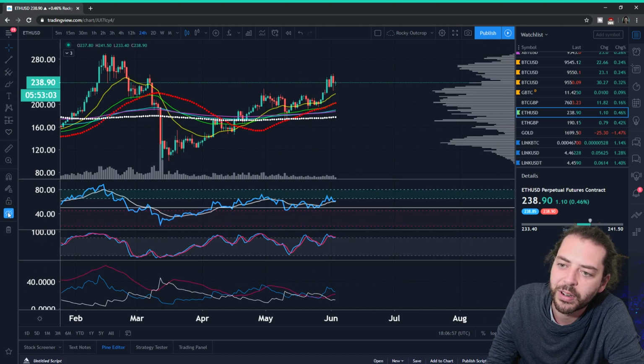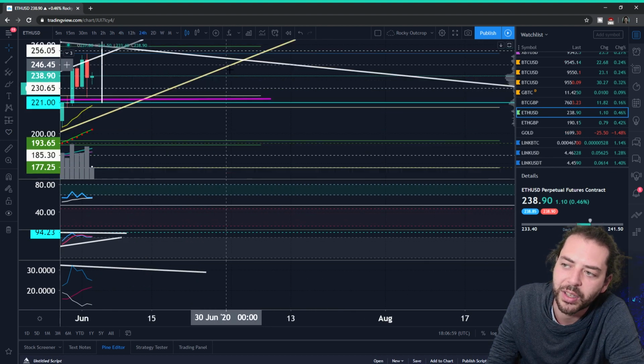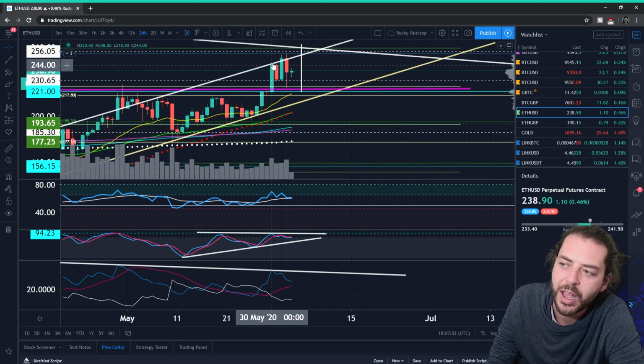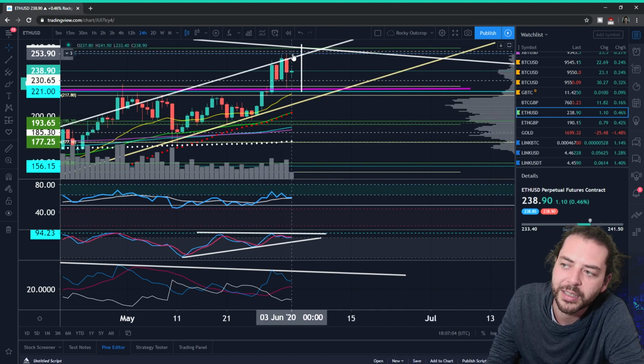Go back up to the 24-hour time frame, put our drawings back on, and take a look at where we've come and how we've done so far. Well, we did all this and we came up as high as the 253, 255 area. We spoke about 256, in terms of the horizontal line, but whatever, close enough is close enough on that front. And then we sunk back down again.